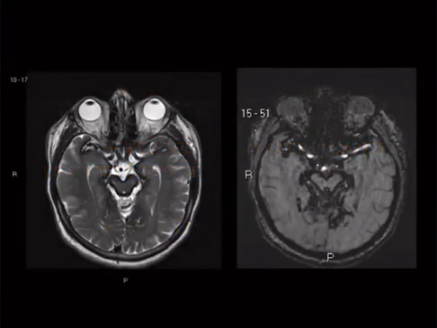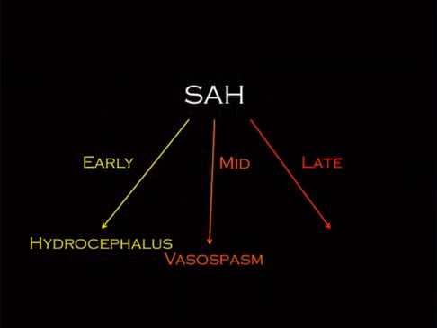So here's our last one. This is our late complication of subarachnoid hemorrhage. Notice that we've got some low signal coating the outside of the brain here, and it's blooming. So this is superficial siderosis.